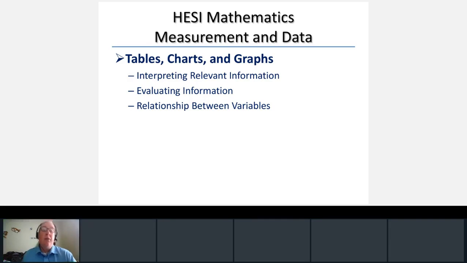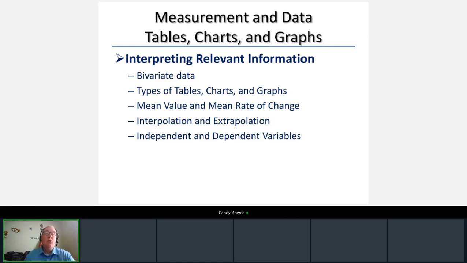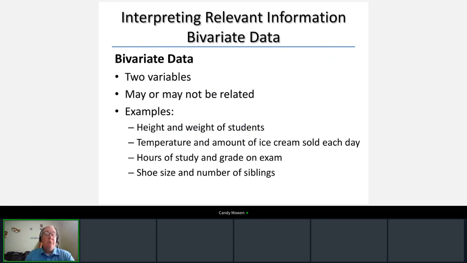We're going to look at some of the relationships using all of those. We're going to look at derivative data, types of tables, charts, and graphs, the mean value, the mean rate of change, interpolation and extrapolation, independent and dependent variables. So when you're looking at derivative data, we have two variables. They may or may not be related.